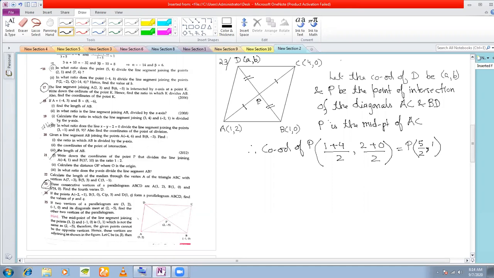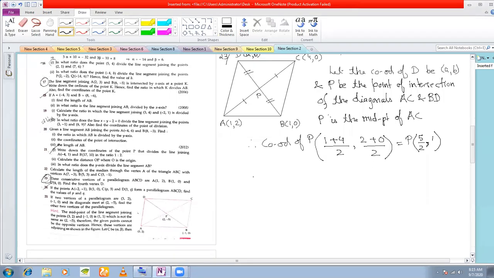Now what you do, you also see that P is not only the midpoint of AC, but it is also the midpoint of BD. Okay, P is also the midpoint of BD, right? Therefore, what should be the coordinates of P?